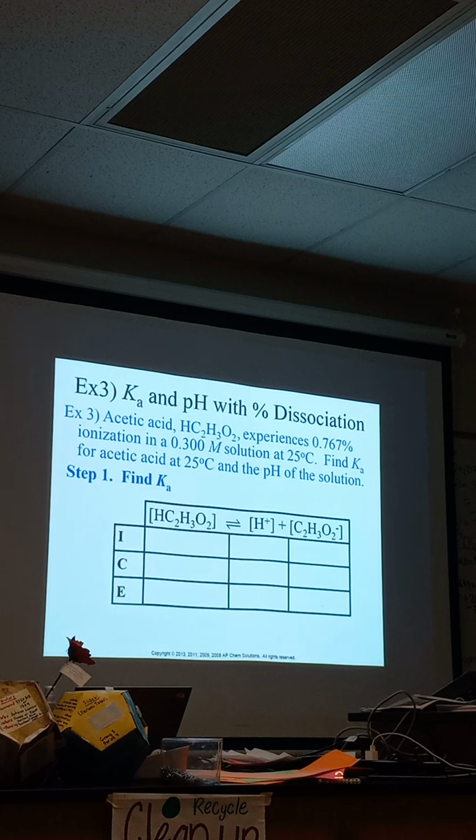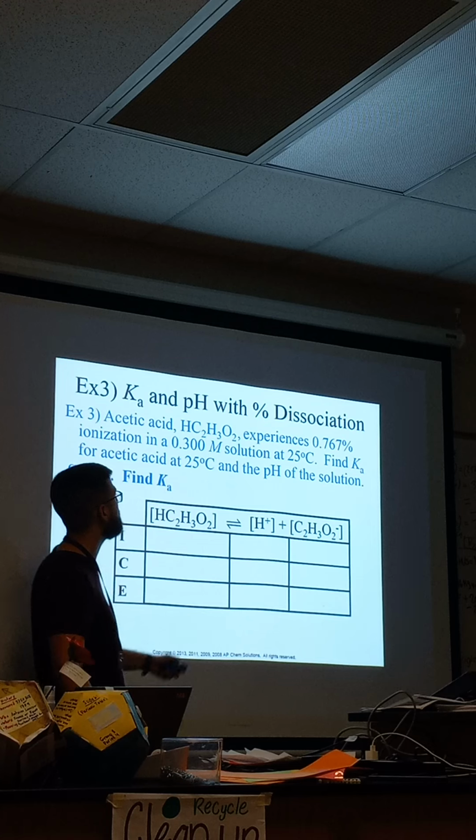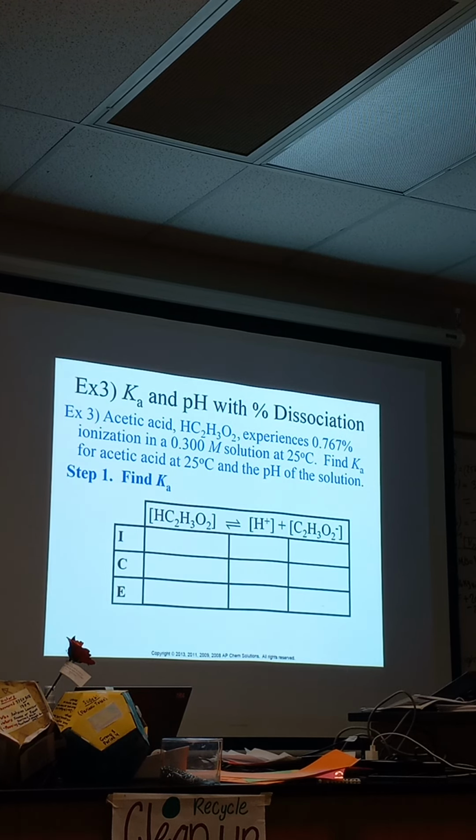Okay, so guys, let's do this one. Oh, look, this one throws in percentages. Are they relevant? Oh, yes. So, acetic acid, HC2H3O2. This is just a weird way of saying it. Usually we say HAc. So we got HAc here, guys. The experiment shows 0.767% ionization in a 0.300 molar solution at 25 Celsius. Find the Ka and the pH.